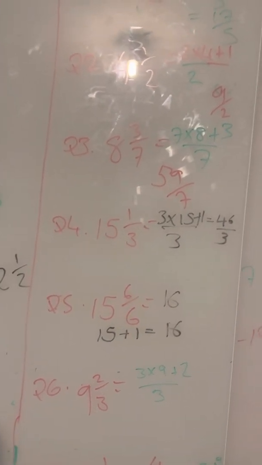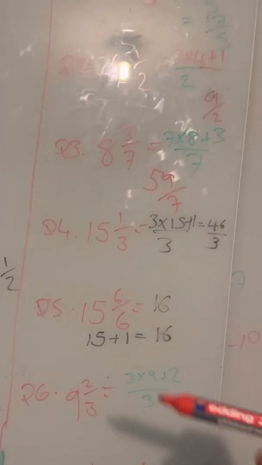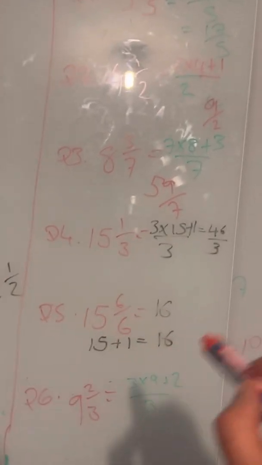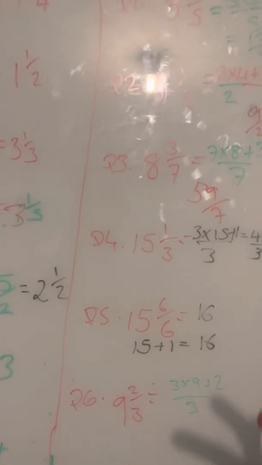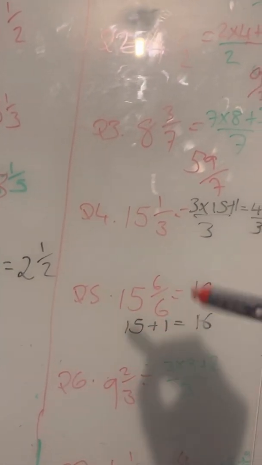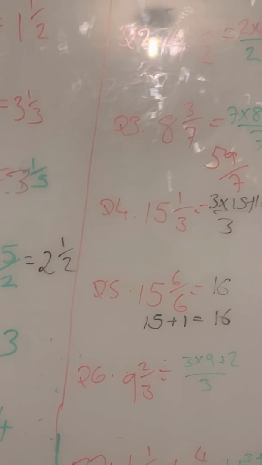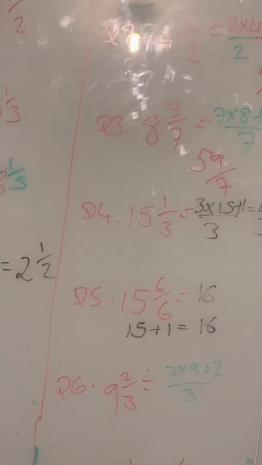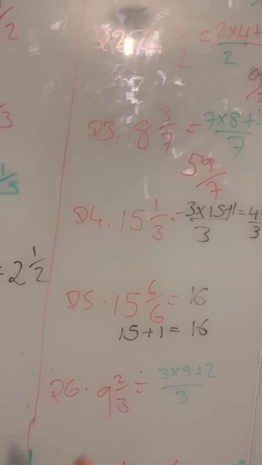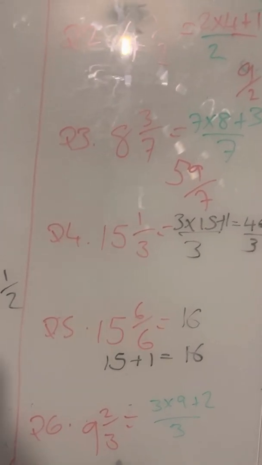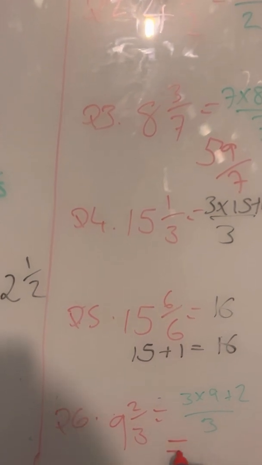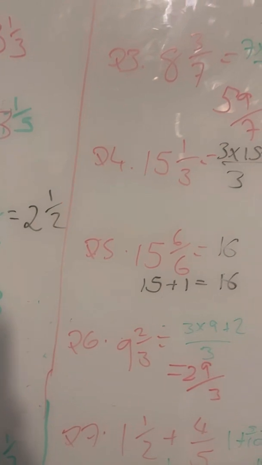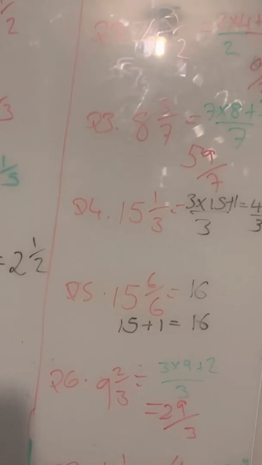Then the last two now, 15 and 6/6. Well, 6/6 is 6 divided by 6, which is 1. 15 plus 1 is equal to 16. I threw that in there as well, in case an examiner ever puts one of these questions. And the last one, guys, 9 and 2/3. Well, 3 times 9 is 27. Add the 2 is 29. So the answer is equal to 29/3.